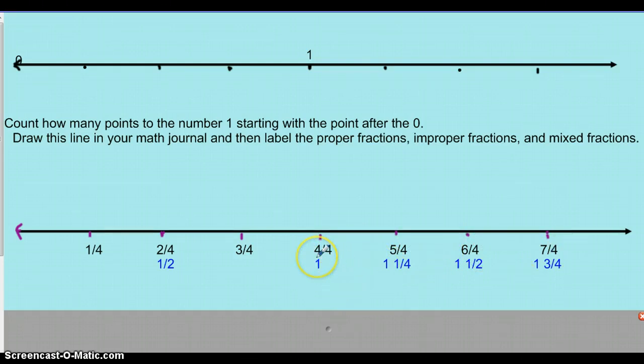The whole number 1 is proper. Now we have mixed numbers right here, and right here. I had to reduce the 2/4 to make it 1/2. If you don't have all the same numbers, can you go ahead and put it in your spiral notebook now? Pause the video if you need to.